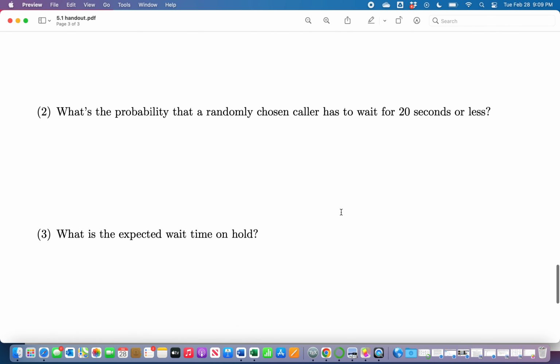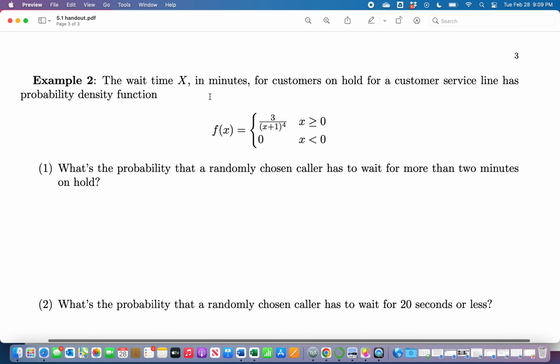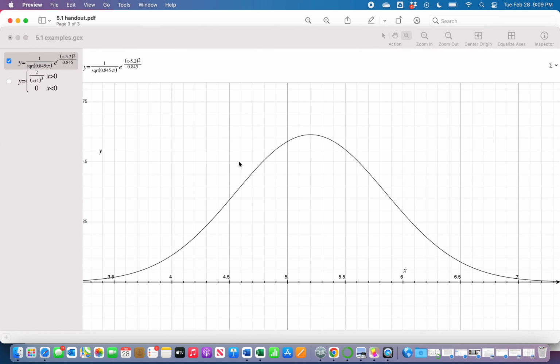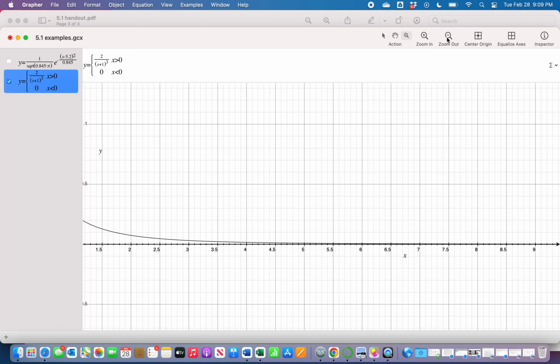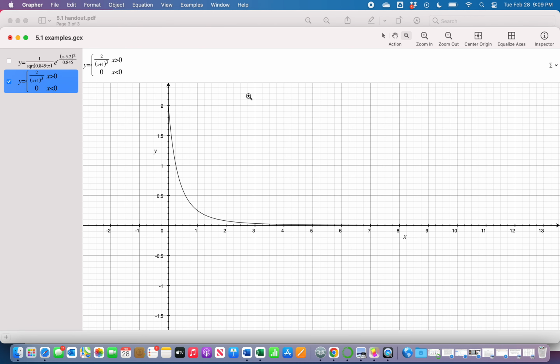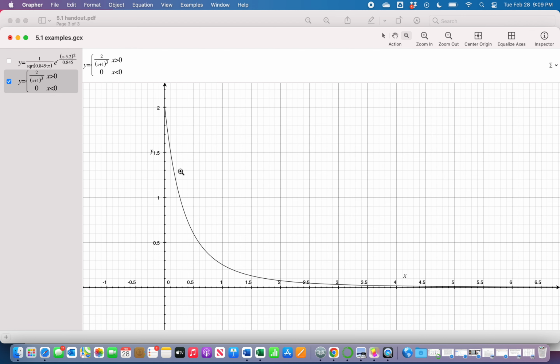If we were in class, I would just make you do this, but you're not in class, so we'll just do it now. Okay, so the wait time x in minutes for customers to be on hold has this probability density function. So I'll show you what that looks like. And let's zoom out. Okay, and then zoom back in, like right here. That's what it looks like.